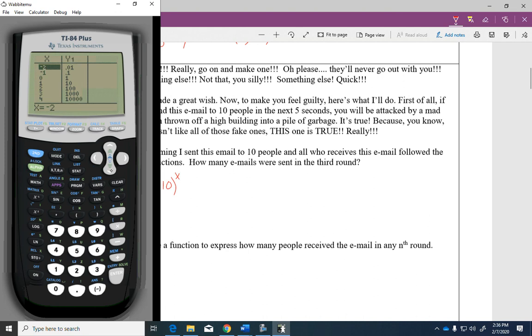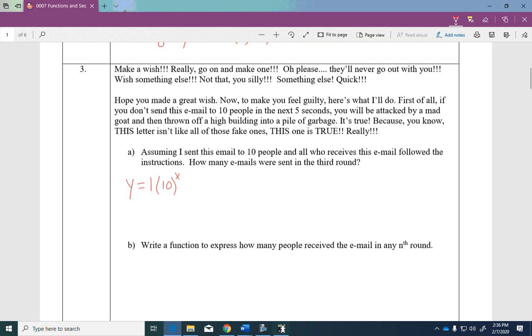And you can see one person starts it. After the first round, 10 people received it. After the second round, 100 people received it. After the third round, 1,000 people received it. And that's what they ask. How many emails were sent in the third round? So I would say starting value, I guess, is 1.